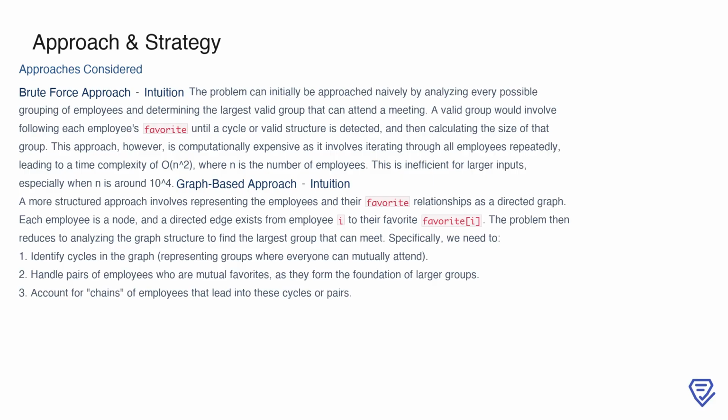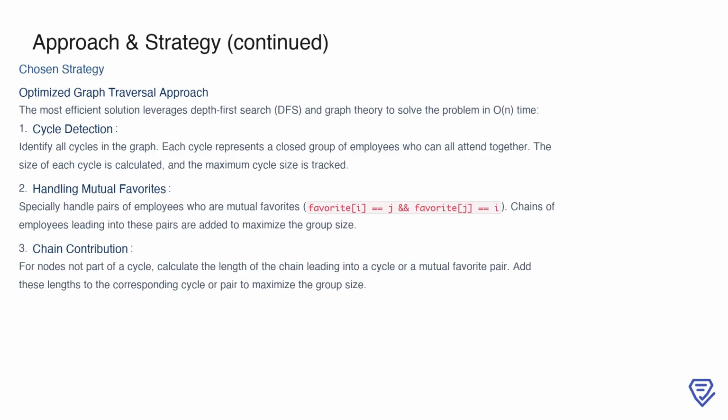A better way to approach this problem is through graph theory. By representing each employee as a node and their favorite relationships as directed edges, we can reduce the problem to analyzing the graph structure. This graph-based approach allows us to focus on identifying cycles, mutual favorite pairs, and chains of employees leading into these structures. Each of these components plays a critical role in determining the maximum group size that can attend the meeting. This strategy is more structured and computationally efficient than brute force, paving the way for an optimal solution. The chosen strategy builds on the graph-based approach and leverages depth-first search, or DFS, to solve the problem efficiently. The first step in this approach is cycle detection.